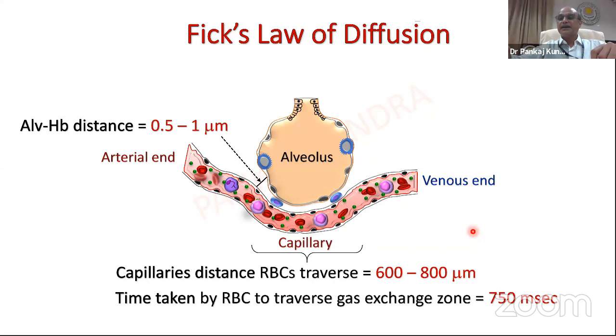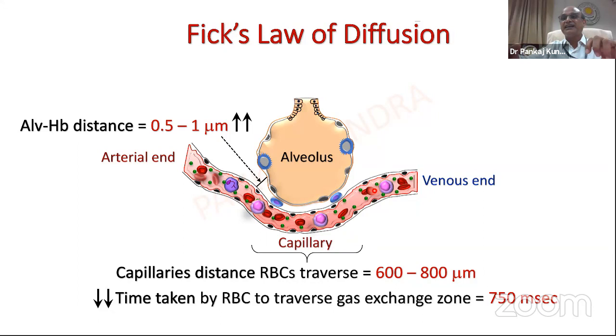Now, if this alveolar hemoglobin distance increases, then there will be less oxygenation. And also, if the RBCs travel faster through the zones, they will never be fully saturated with oxygen when they leave the aerating zone of the capillary of the alveoli.